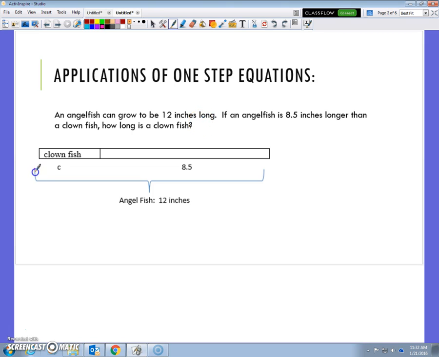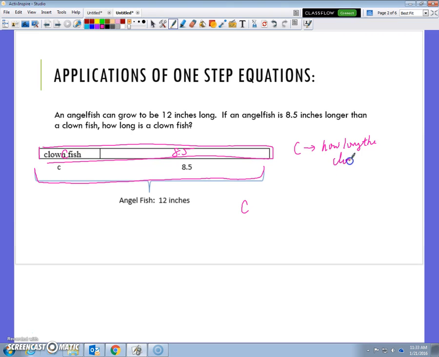So the angelfish is 12 inches long, and it represents the whole diagram. All that is 12. The angelfish is 8.5 longer than a clownfish. How long is a clownfish? If I divided this whole angelfish into two parts, one part would be the clownfish and the other part would be the 8.5 inches that it takes to make it up to the angelfish. So our one-step equation could use a variable for however long the clownfish is, so that's what my variable is going to be: how long the clownfish is.